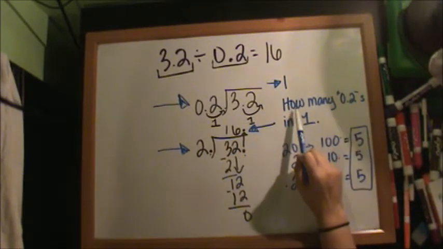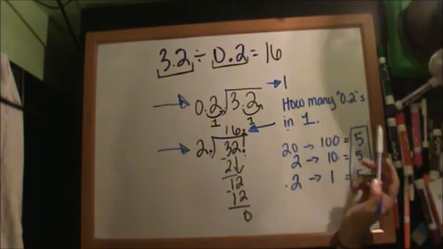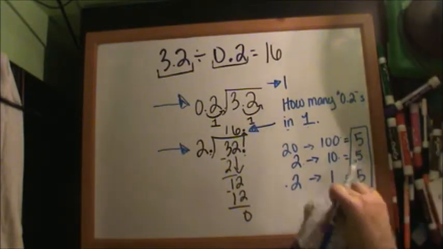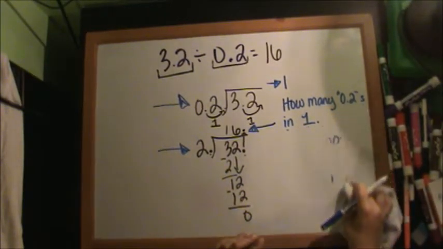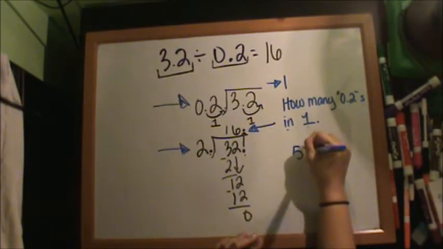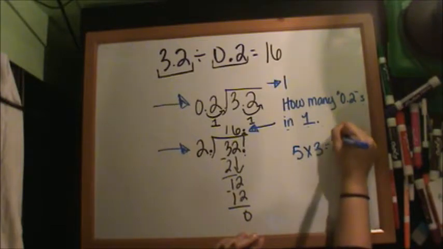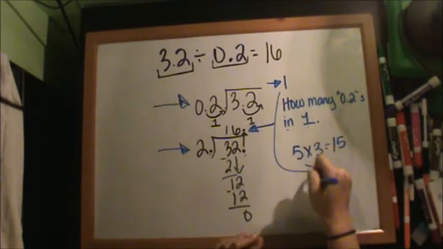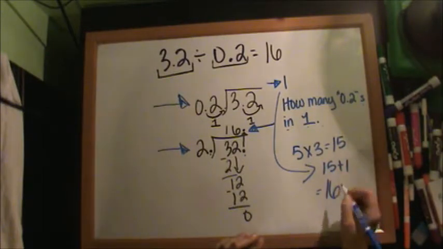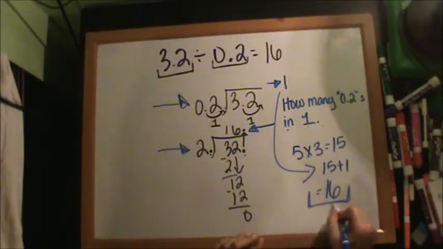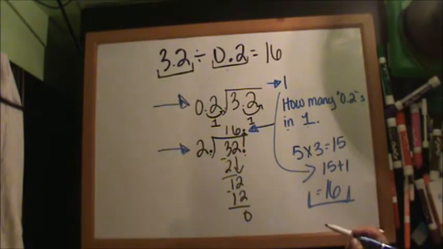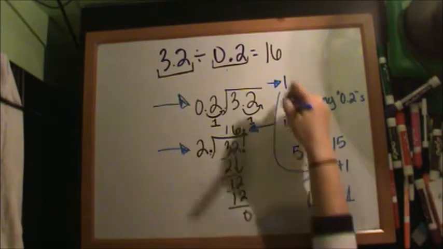Okay, so back to this problem. How many 2/10 are in 1? So we just decided that there are 5 2/10 in 1. So now that we know that, I need to know how many are in 3, so I'm going to say 5 times 3. That gives me 15, and I can't forget about my 1 from over there. 15 plus 1 gives me 16. So there are 16 2/10 in 3 2/10. So that is why this works.